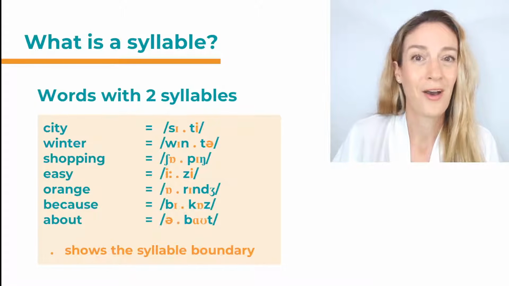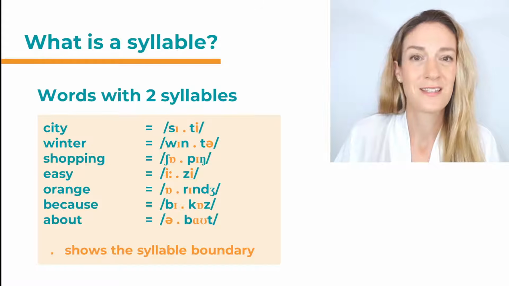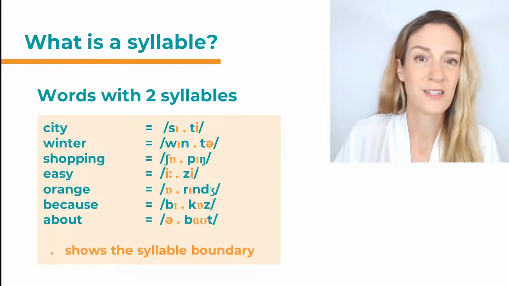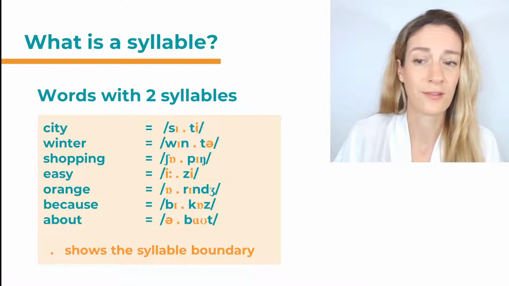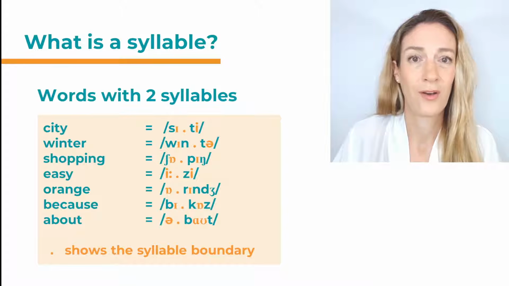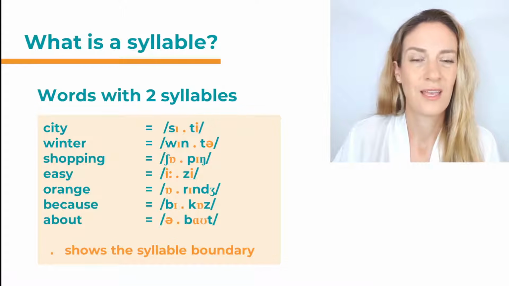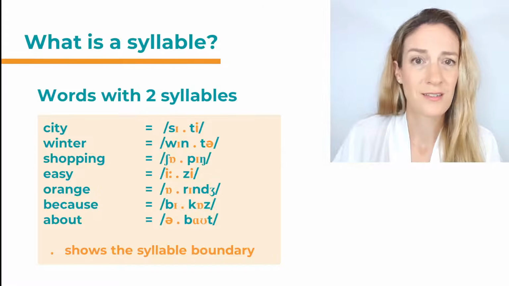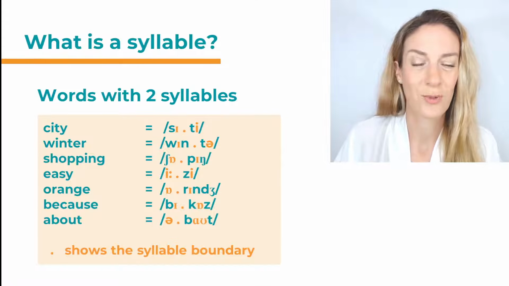But of course, there are many words with more syllables. Let's have a look at some words with two syllables. For example, city. Winter, I, and then at the end the schwa. Shopping, o and I. Easy, I and I. Orange, o and I. Because, I and o. And then about, the schwa again, and ow, another diphthong.